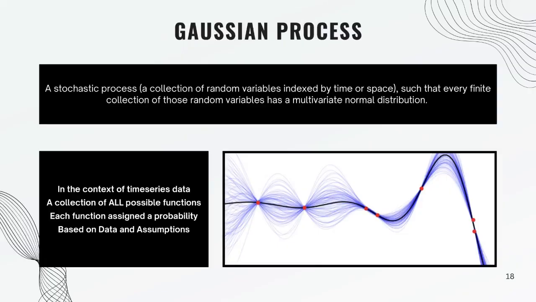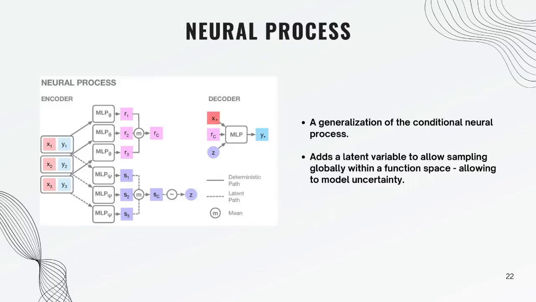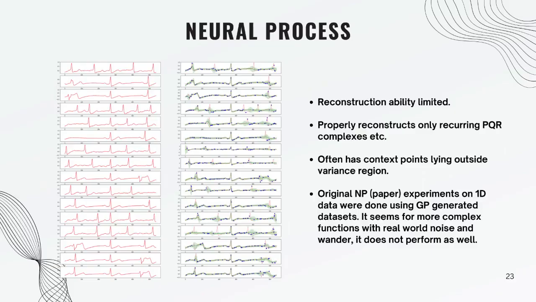We first explored Gaussian processes, probabilistic models for function spaces, but they're computationally heavy. Conditional neural processes are more efficient. They learn an implicit kernel and represent distributions. Neural processes, NPs, introduce latent variables for global sampling, but they struggle with real-world ECG noise. They often fail to reconstruct noisy regions or peaks properly, especially in non-Gaussian data.